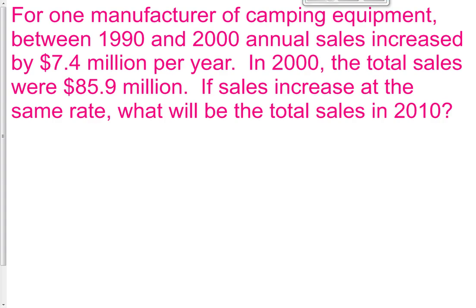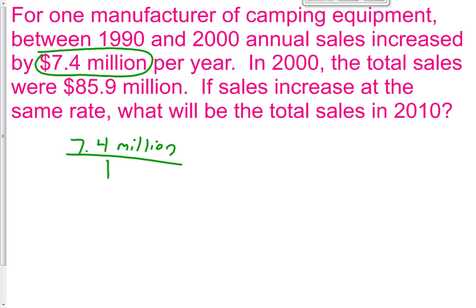So here we have a word problem. For one manufacturer of camping equipment between 1990 and 2000, annual sales have increased by 7.4 million per year. So this is kind of like the slope. The rate of change is 7.4 million per year, so over 1 year. So if this were to continue, in 2000 the total sales were 85.9 million. If the sales increase at the same rate, if it continues to increase by 7.4 million per year, what would the total sales be in 2010?